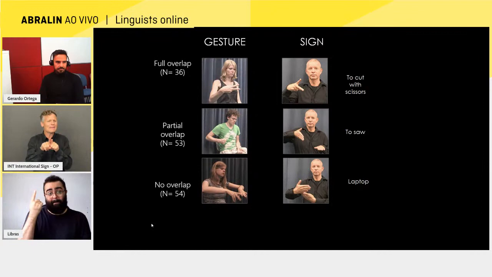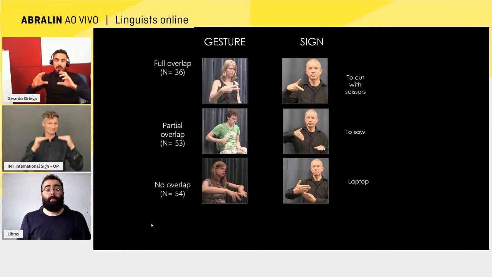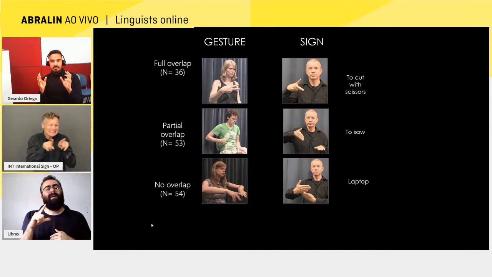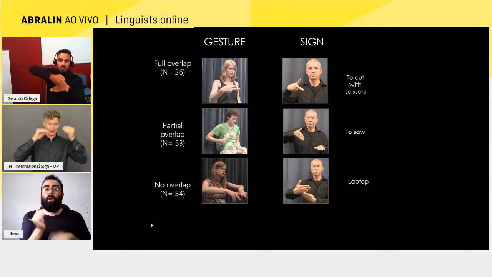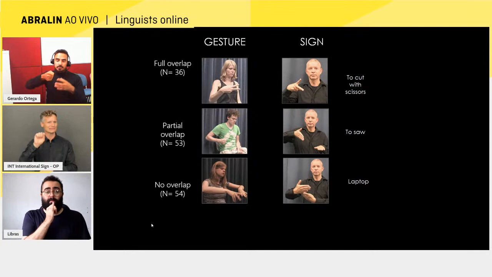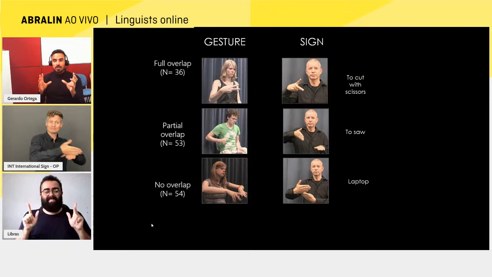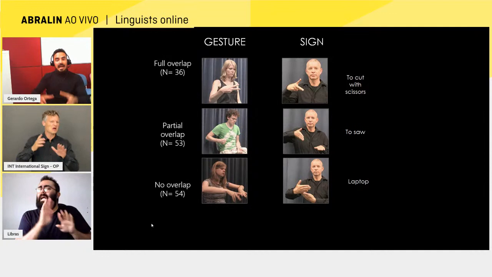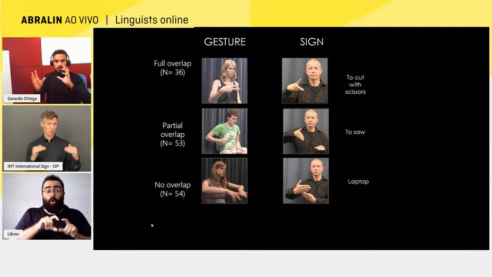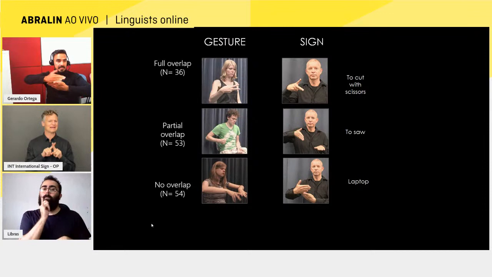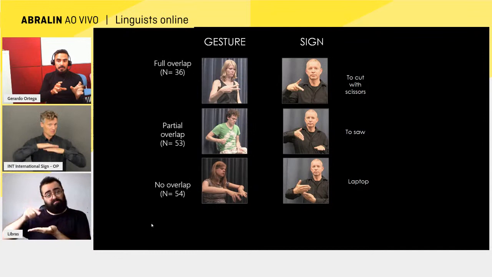In the second row, you can see signs that we call partial overlap, because there was one feature between gesture and sign that was different. In Sign Language of the Netherlands, for the concept of saw, the signer produced this extended hand shape, whereas gesturers produced pretty much the same gesture, but the difference is that they showed a closed fist. So there are differences in the hand shape. That's why we call this condition partial overlap, because the form is not entirely the same. And in the bottom row, we have the other condition, where there was no overlap between the form of the gesture and the sign. The sign for laptop in Sign Language of the Netherlands has this form and reflects the shape of the laptop, whereas hearing people would produce a gesture of typing for the same concept.